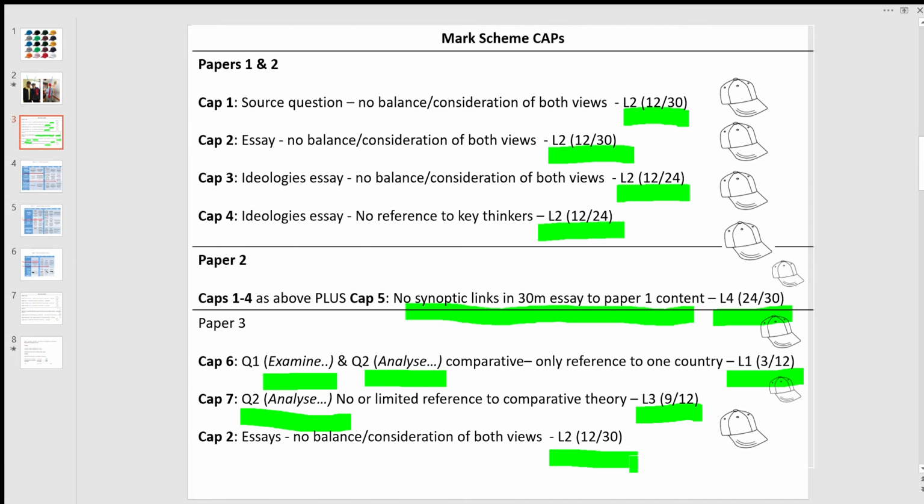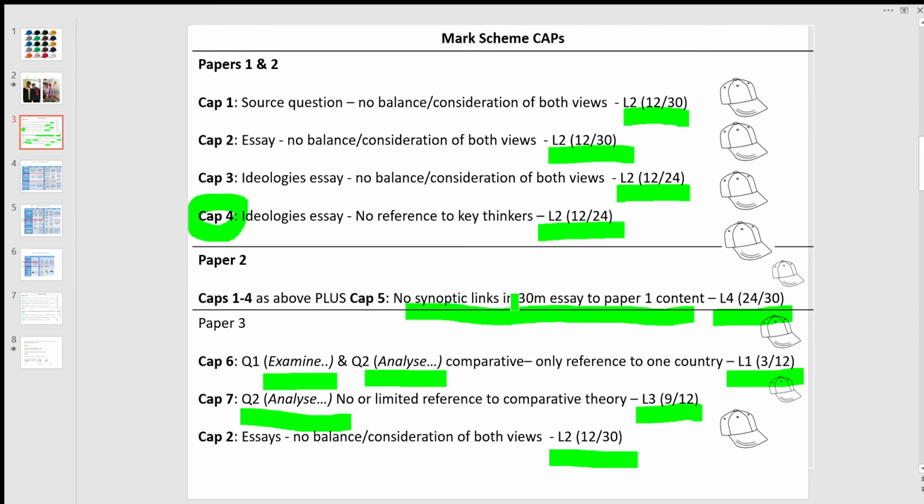So I reckon about 7 caps in all that you have to have in mind. Some of them should come to you very naturally, like the balanced essay in both views. You'd be amazed if anybody writing an essay after 2 years isn't having a contested view, arguments for and against. The newer ones will be this reference to key thinkers, which is a severe cap, 12 out of 24 if you don't reference 2 of them.